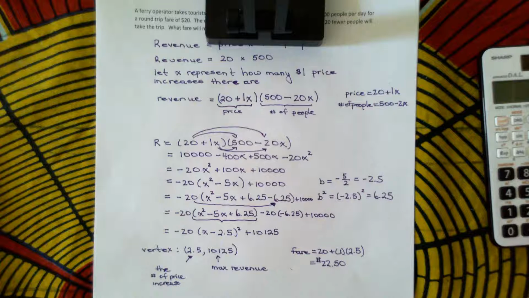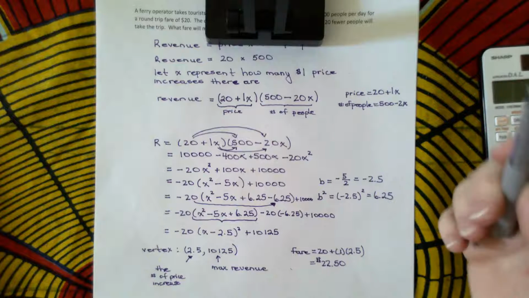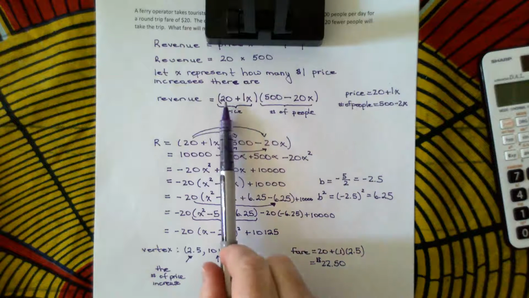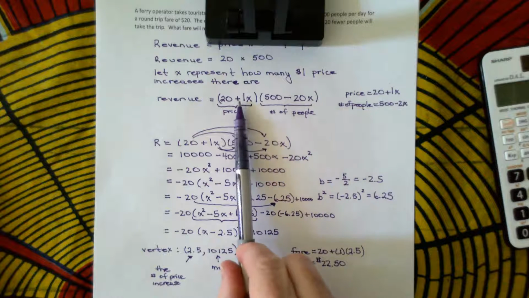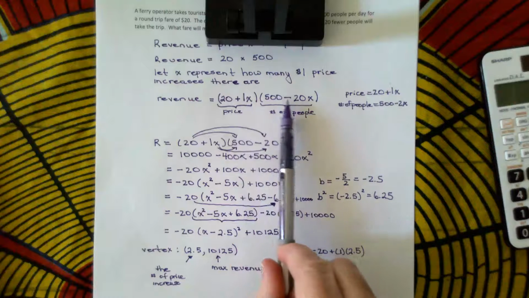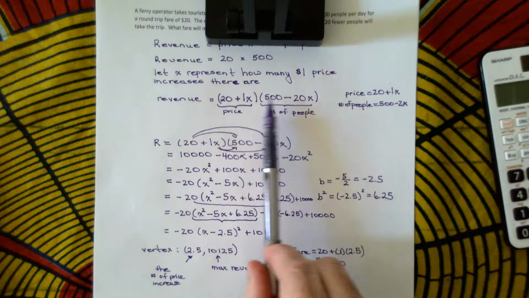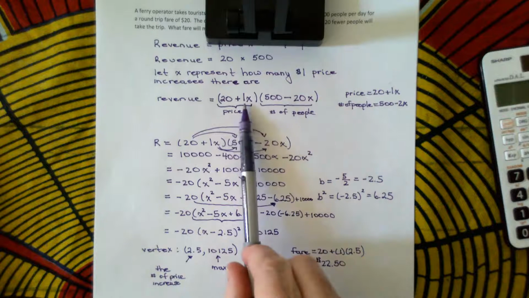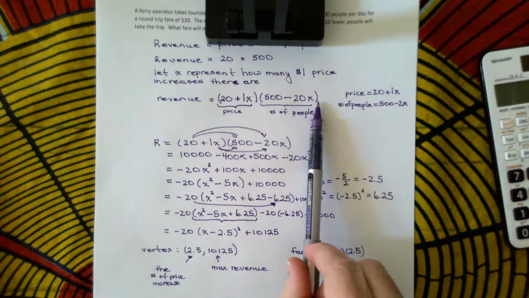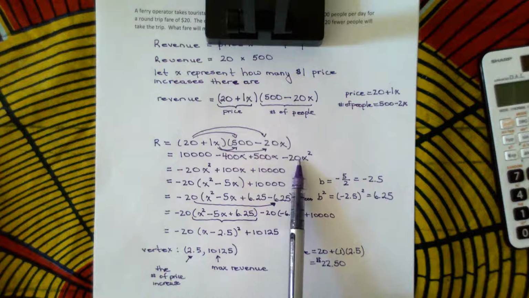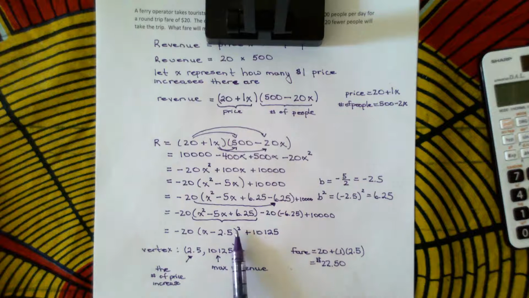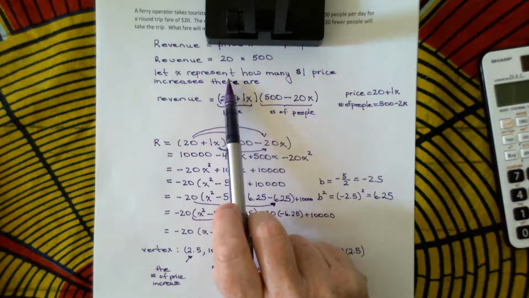So if we just take a quick look, to set it up, it's always price times quantity, and then you look at what you're increasing. So we're increasing the price by $1, we're decreasing the quantity by 20, but we don't know how many times we're increasing or decreasing it, so that's where that x comes in. Then we can write our formula, expand it to get it into standard form, and then complete the square to figure out what our vertex is. And then this will tell us how many of the x's there are, so how many price increases.